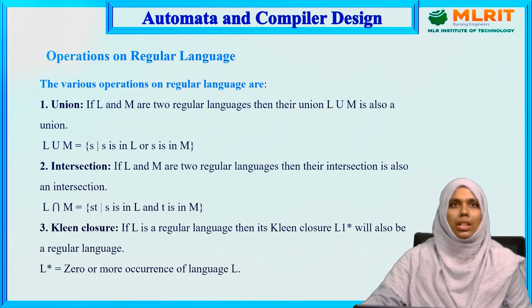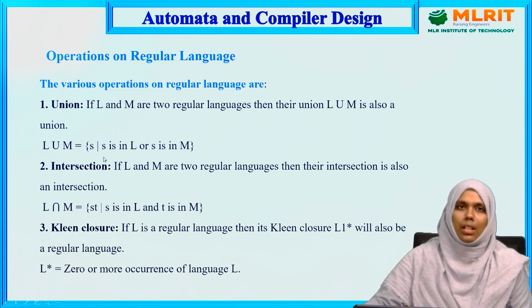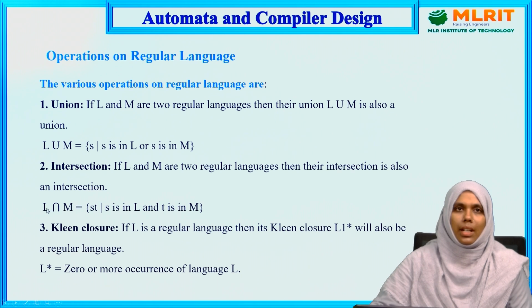Now coming to the operations of regular expressions, there are 3 most important operations: union, intersection and Kleene closure. Union, as we have discussed in previous subjects, is nothing but combining the 2 languages. It is denoted by L union M. In the same way, intersection is where we collect the common elements from the languages, and it is denoted by L intersection M.